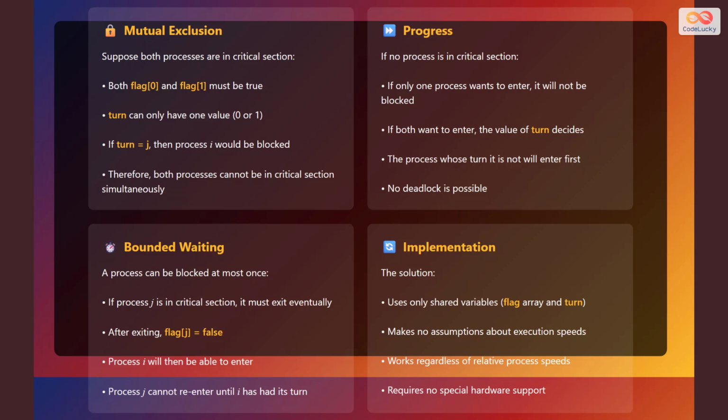For progress, if no process is in the critical section, and only one process wants to enter, it will not be blocked. If both want to enter, the value of turn decides which process enters first, preventing any deadlock. For bounded waiting, a process can be blocked at most once. If process j is in the critical section, it must exit eventually. After exiting, flag[j] becomes false, allowing process i to enter. And process j cannot re-enter until i has had its turn. The solution uses only shared variables, the flag array and turn, and makes no assumptions about execution speeds, working regardless of relative process speeds and requiring no special hardware support.